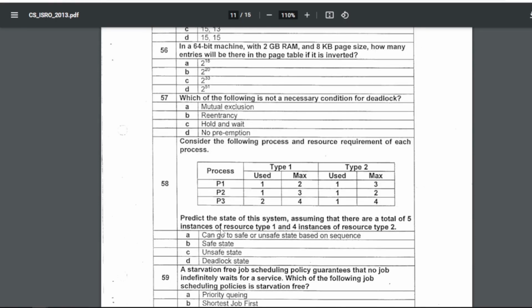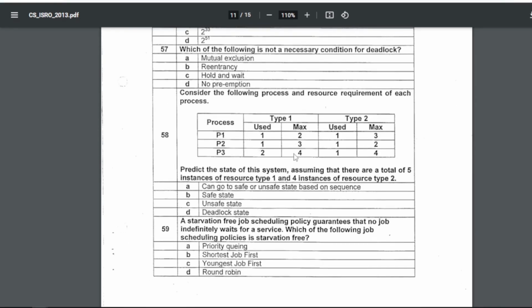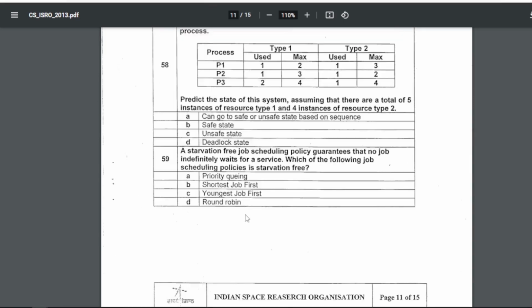Now question number 58 is, consider the following process and resource requirement of each process, right? Now predict the state of this system assuming that there are a total of 5 instances of resource type 1 and 4 instances of resource type 2. So for 58 our answer will be C, that is unsafe state.